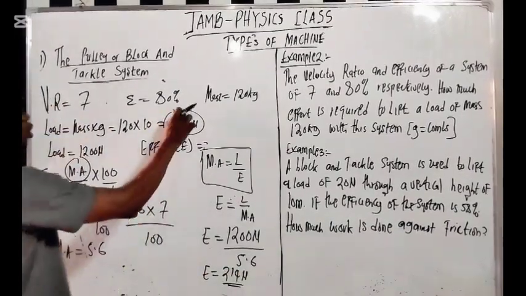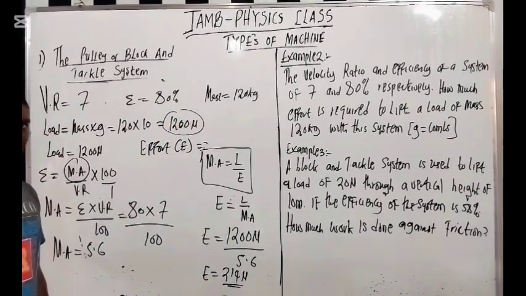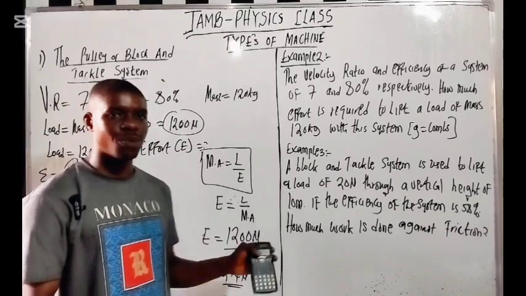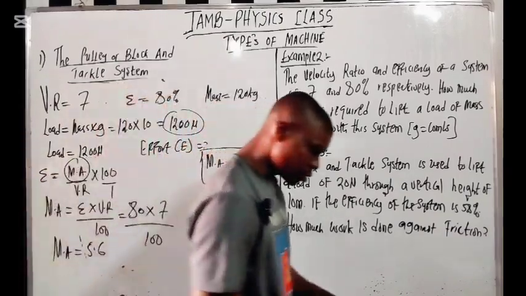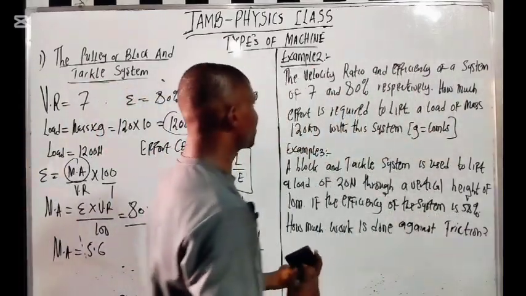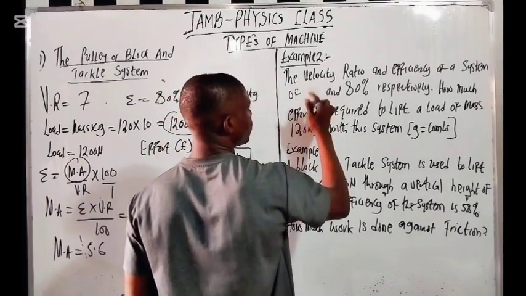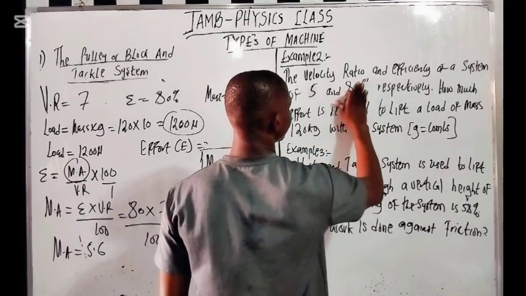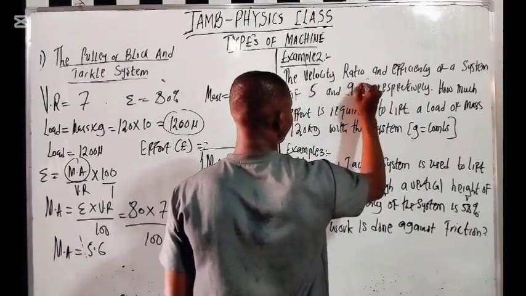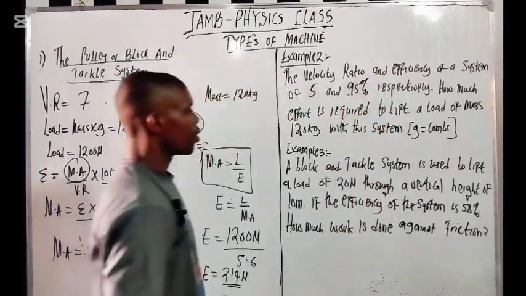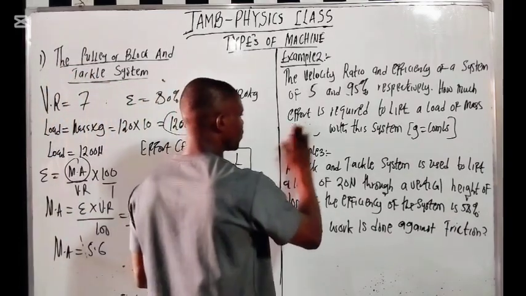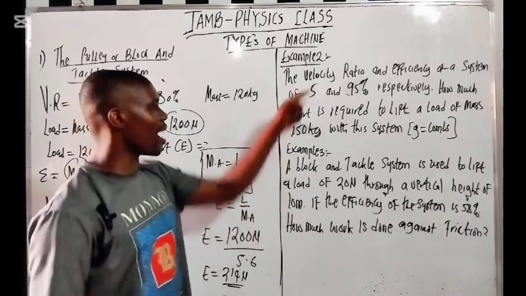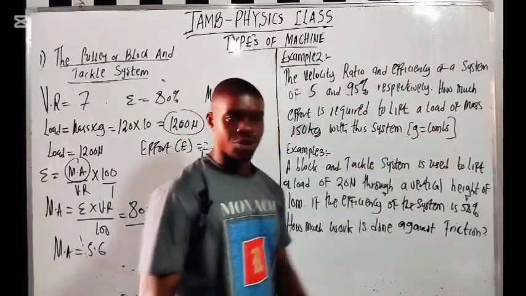So you can see that the load is far bigger than the effort I'm putting. Do you understand? That is the work of a machine. The work of a machine is to make things easier for you. So if I change this value here, let me say here we have 5, and here we have 95%, what will be the answer? Now let us say here we have 150 kg. What will be the answer here? So I've changed the values. Make sure you solve it.